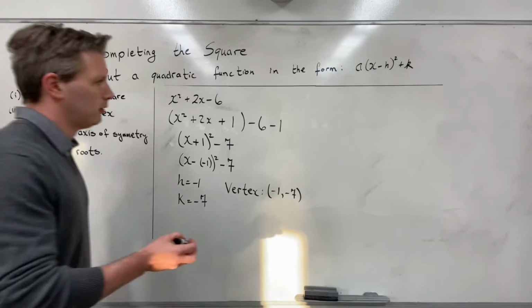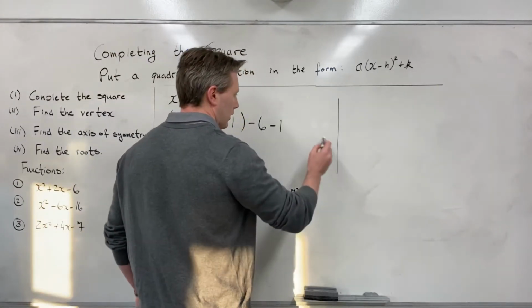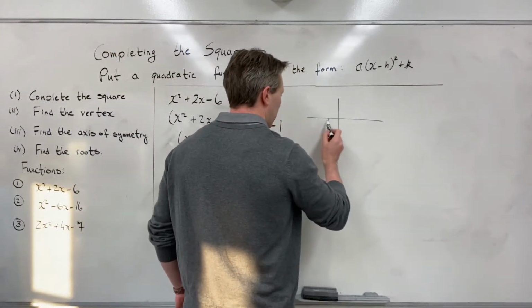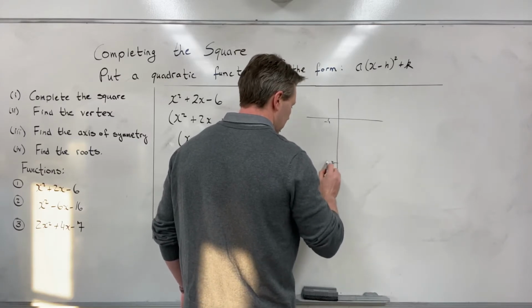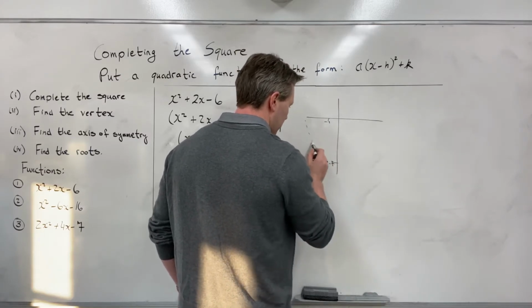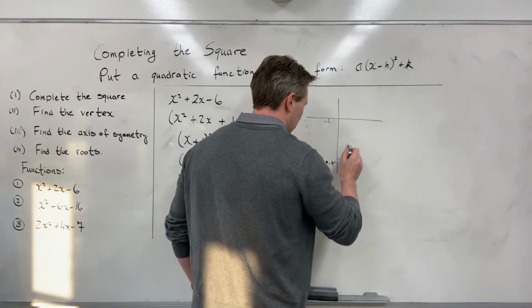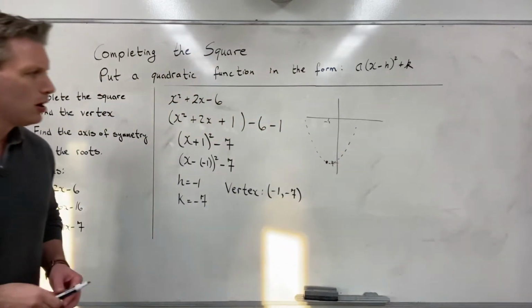And so, do a very quick sketch. Perhaps here's minus 1, here's minus 7. The vertex occurs right here. So my parabola comes down, etc. I'll have a parabola like so.